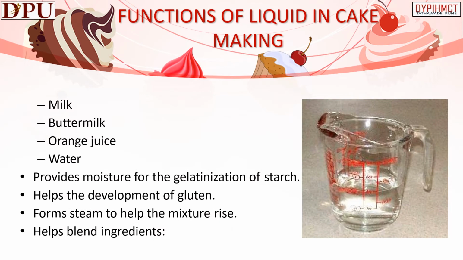Functions of liquid in cake making. Various liquids are used in cake making, like milk, buttermilk, orange juice, and water, etc. Liquid provides moisture for the gelatinization of starch. Liquid helps in the development of gluten. Liquid forms steam, which helps the mixture to rise. It also helps in blending ingredients together. Milk gives richness to cake. Orange juice increases flavor, and buttermilk helps in rising the cake.